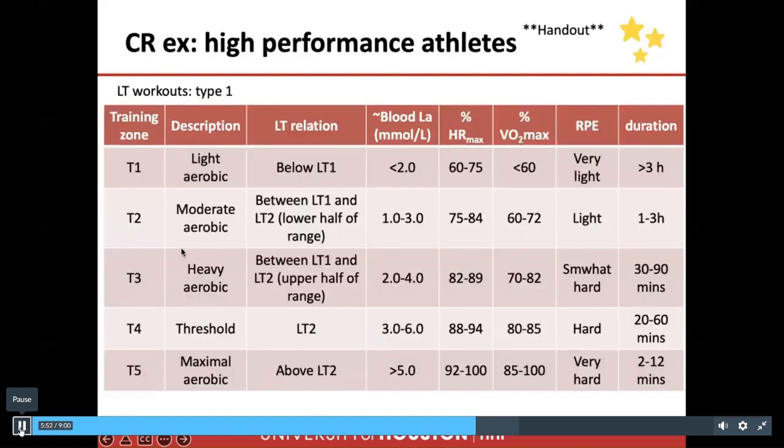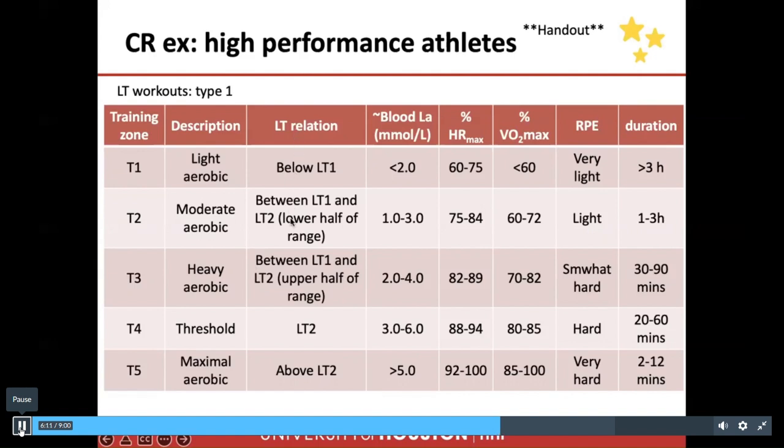This is a table representation of the previous figure. This is also in that handout. So that T1, that before lactate threshold 1, that's light aerobic, and it goes all the way up to maximal aerobic above lactate threshold 2. And this tells you about where the blood lactate would be for each of those zones.